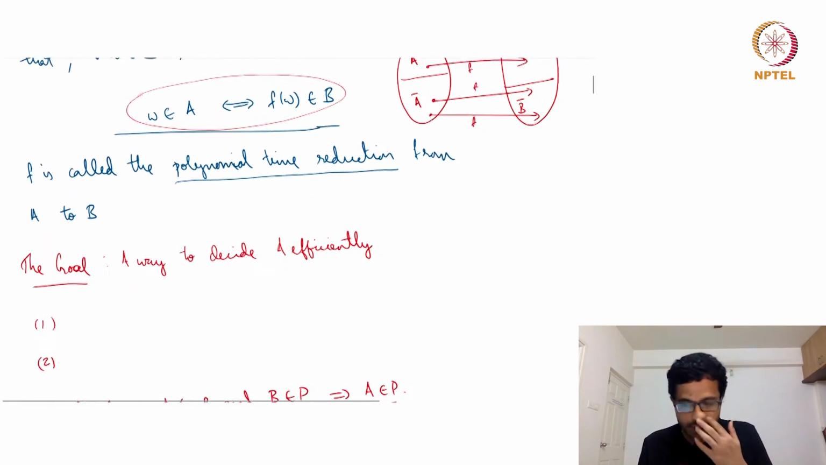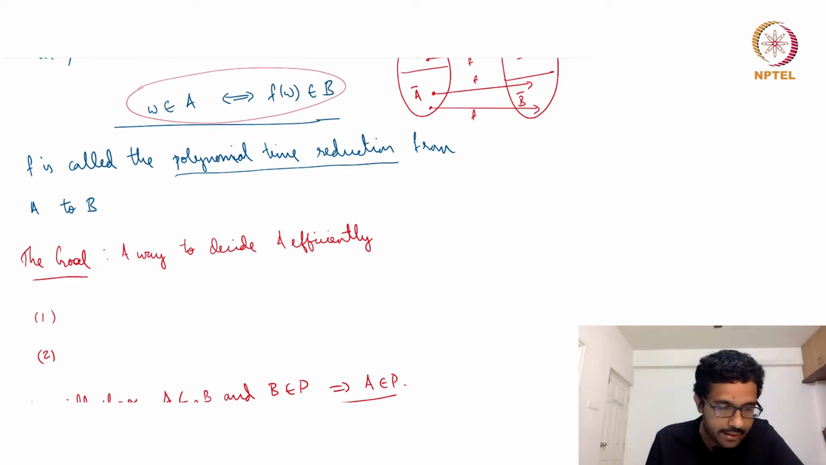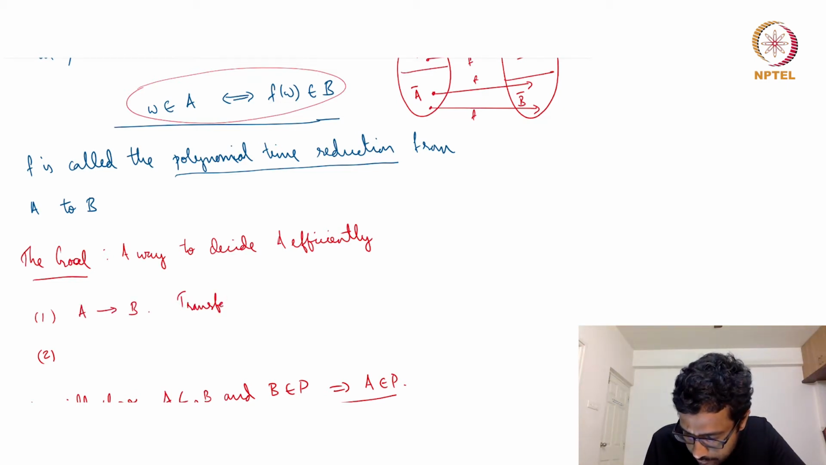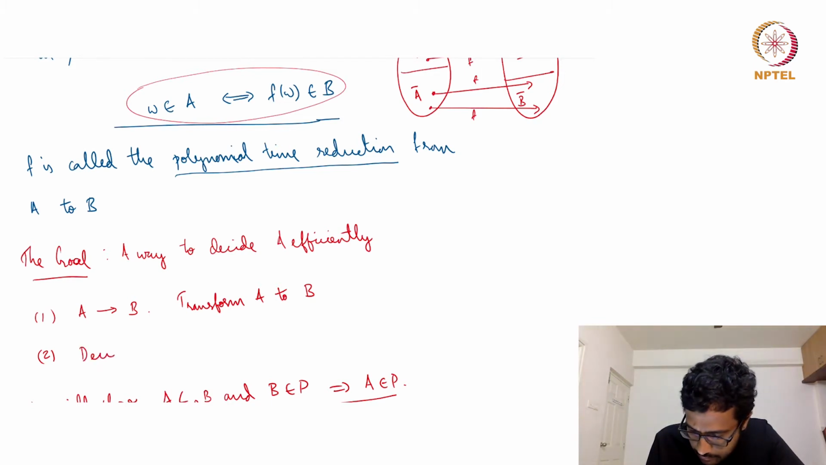So what is the point of doing a polynomial time reduction? The point is, this is another way to decide A. One way to decide A is to take A, transform it to B, and then decide B.